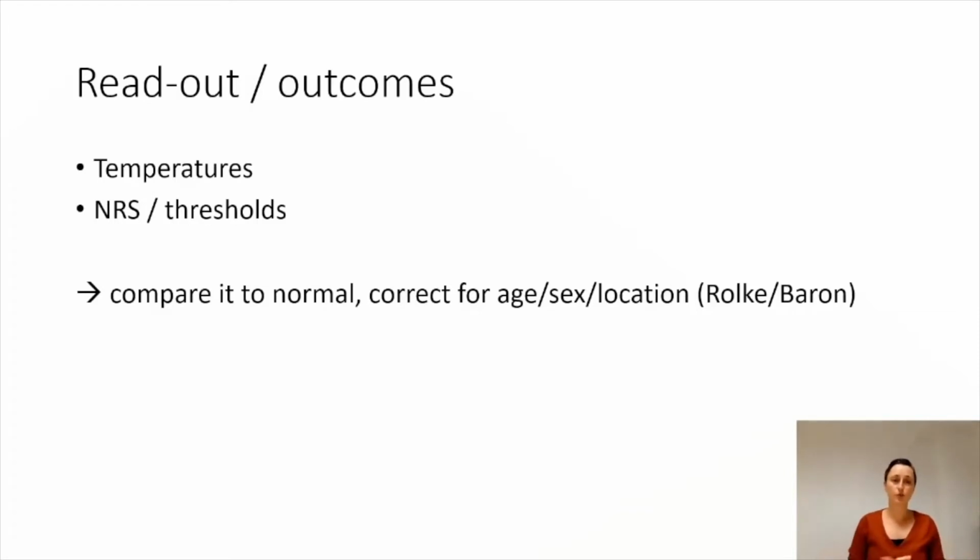As discussed before, you can collect temperatures, or you can collect pain scores or certain thresholds at which stimuli become painful. It is important to realize that these outcomes should be compared to normal individuals, normal sites on the body, and should be corrected for age, sex, and location, as these will differ between subjects.